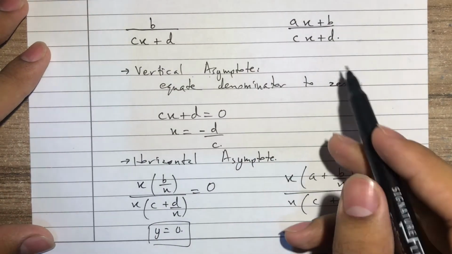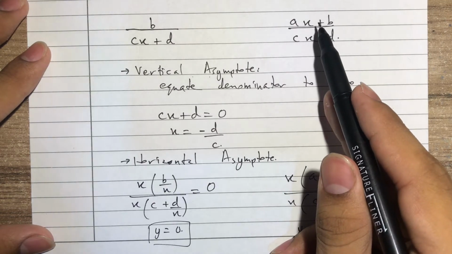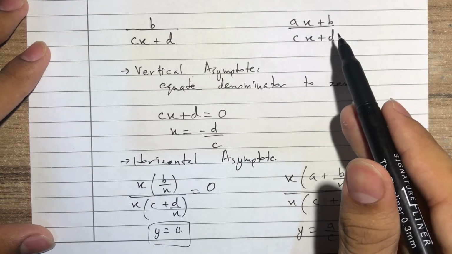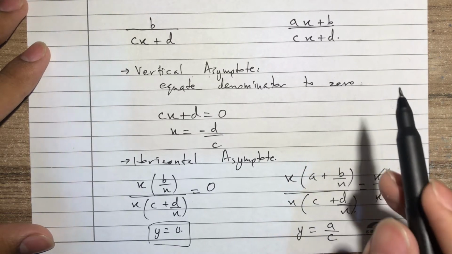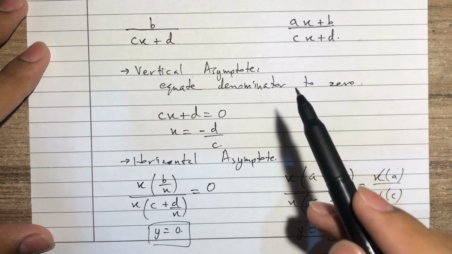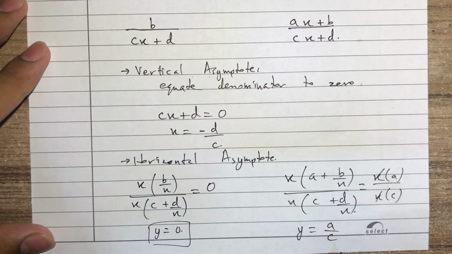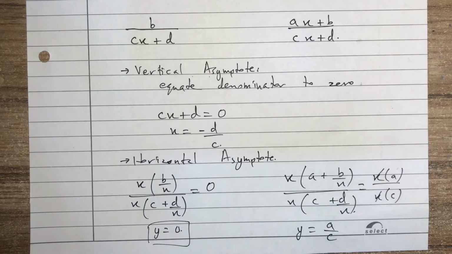And if we have x power 1 as the maximum power in the numerator and also in the denominator, then the horizontal asymptote will be the ratio of the coefficients of x, that is a upon c. It will always be the ratio of coefficients of x. Once we have found the asymptotes, we can use those to sketch the graph. But once again, this is not mandatory in our syllabus. You can find the range and domain without this, but this will help you find the range more easily.